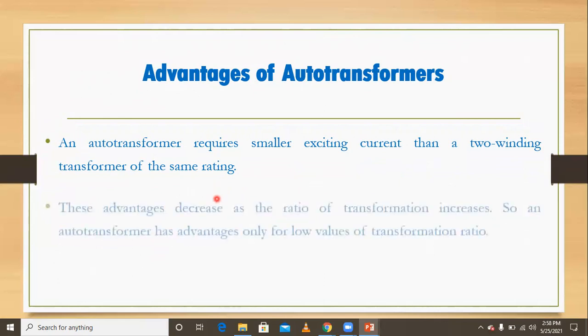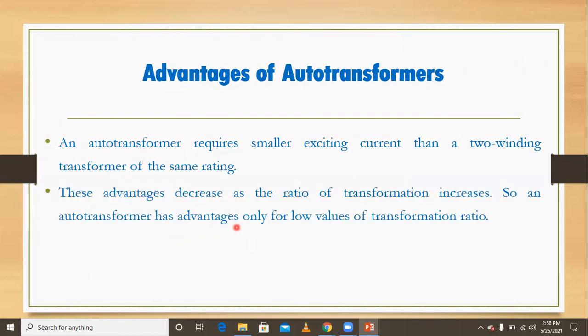These advantages decrease as the ratio of transformation increases. So an auto transformer has advantages only for low values of transformation ratio. Understood?